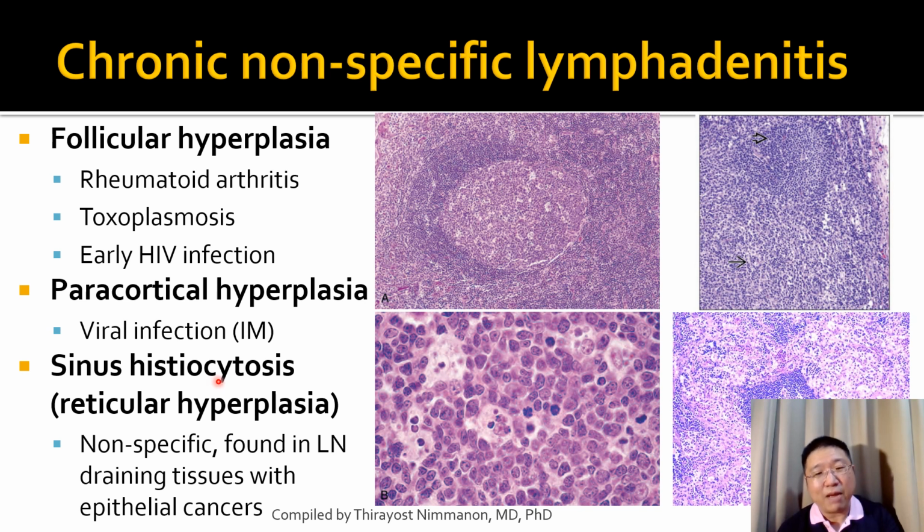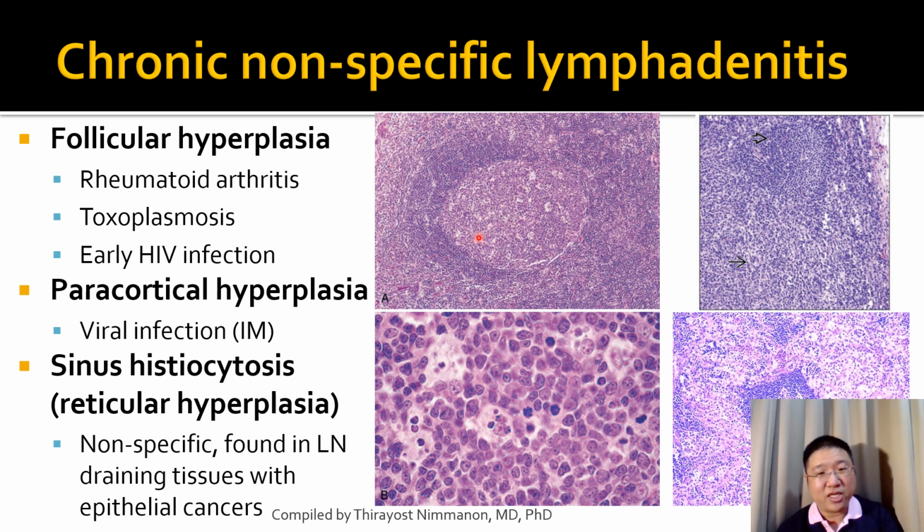For example, sometimes breast cancer patients may have axillary lymph node enlargement, even though the cancer may not have involved the axillary lymph nodes yet. So it requires pathologic or histologic examination of the lymph nodes to see whether the enlargement is due to lymph node involvement of the cancer or sinus histiocytosis.